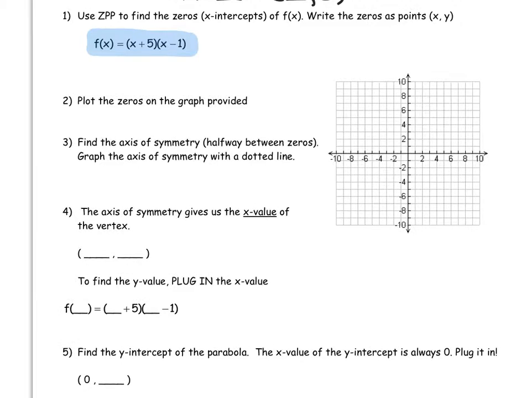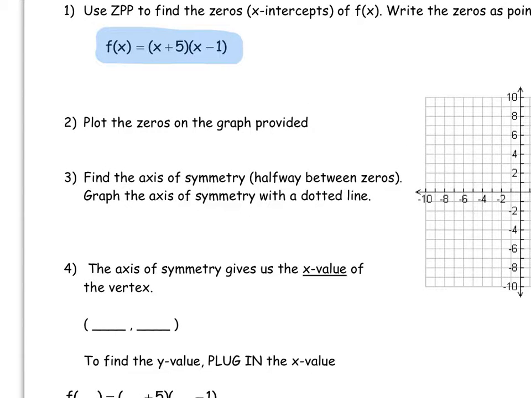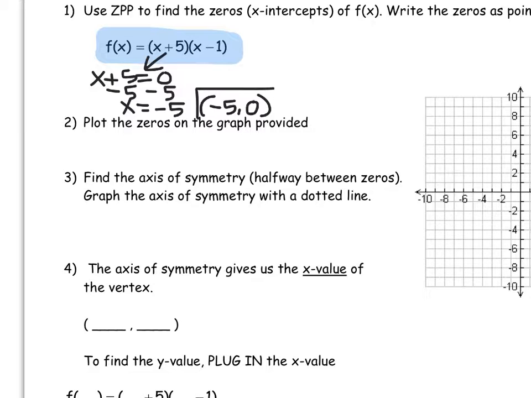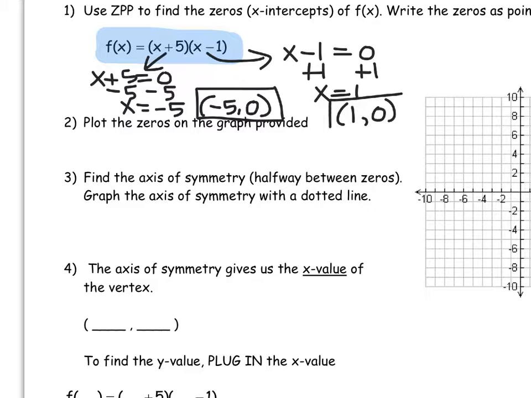So I'm going to do exactly what we did last topic. I'm going to take x plus 5 and set it equal to 0 and solve. Subtract 5, I get x equals negative 5. That means I can write my answer like this: negative 5, comma, 0. There's 1. Then I'm going to do this one. X minus 1 equals 0. Add 1, x equals 1. And I'm going to write my answer like this: 1, comma, 0. Use ZPP to find the zeros. Done.